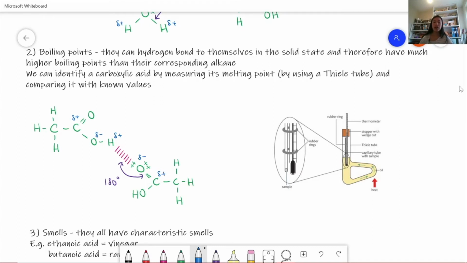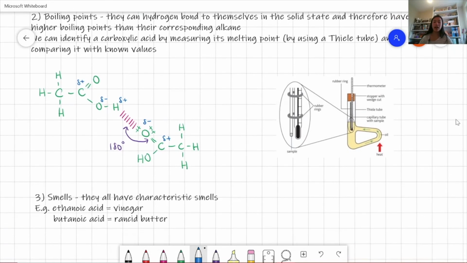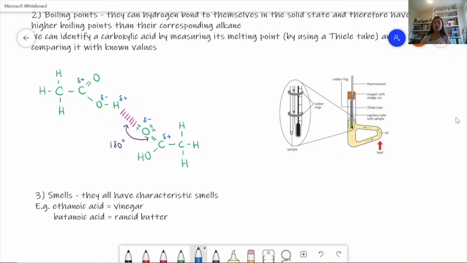And the third characteristic we're going to look at are their smells. So the smells of carboxylic acids are all characteristic. So for example, we have ethanoic acid, which smells of vinegar, and butanoic acid, which smells of rancid butter.